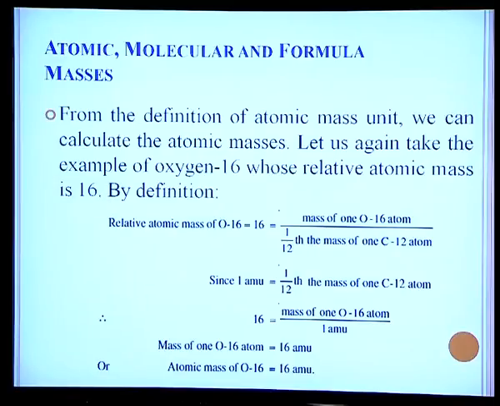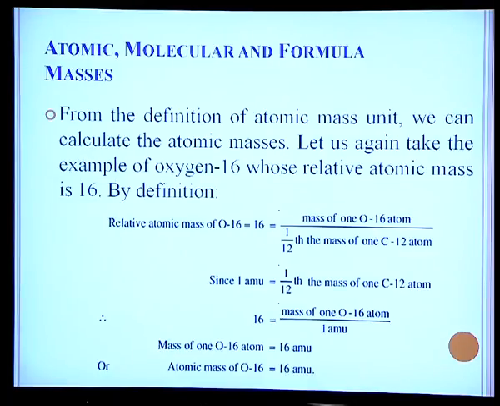Now, atom, molecule and formula masses. From the definition of atomic mass unit, we calculate the atomic masses. Let us again take the example of oxygen-16, whose relative atomic mass is 16. By definition, we can say relative atomic mass of O-16, which is 16, is equal to the mass of an O-16 atom divided by 1/12 of the mass of the carbon-12 atom. Since 1 AMU is equal to 1/12 mass of the carbon-12 atom, 16 will be equal to the mass of an O-16 atom divided by 1 AMU. So the atomic mass of O-16 will be 16 AMU.